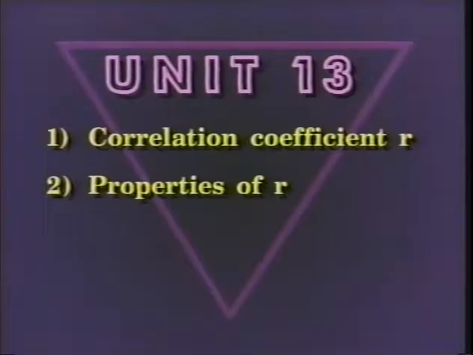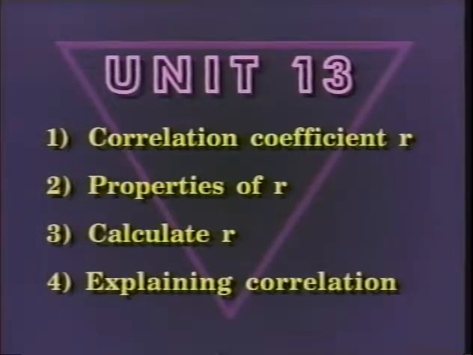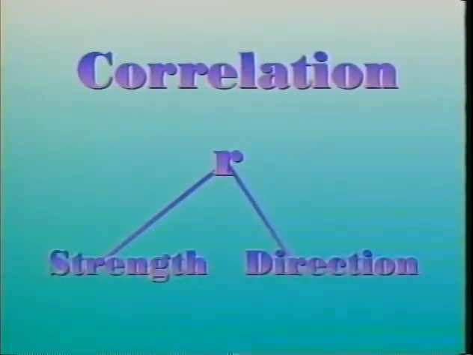We'll learn some facts about R that help us understand correlation. We'll learn to calculate R from data. And we'll see that explaining a correlation can be controversial. Observing a correlation does not tell us why it is there. The correlation coefficient R gives us a numerical measure of the strength and direction of the straight line relationship between two variables. Let's look at some of the facts about R.